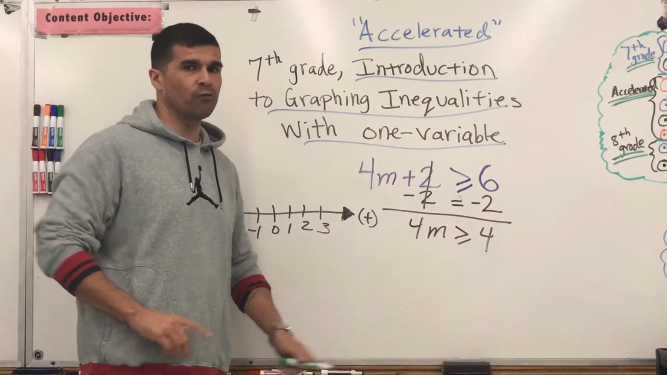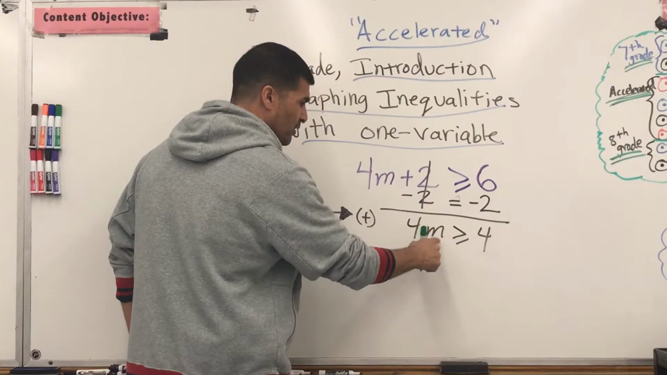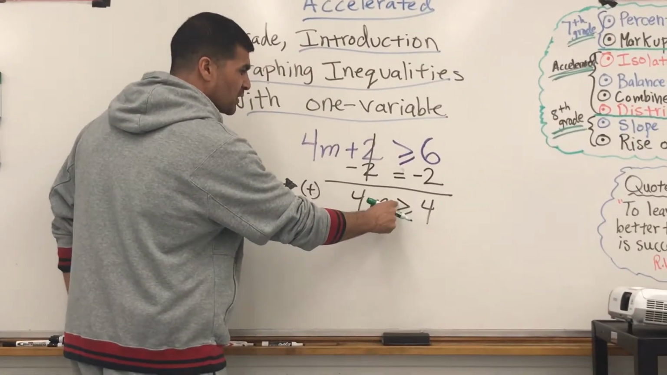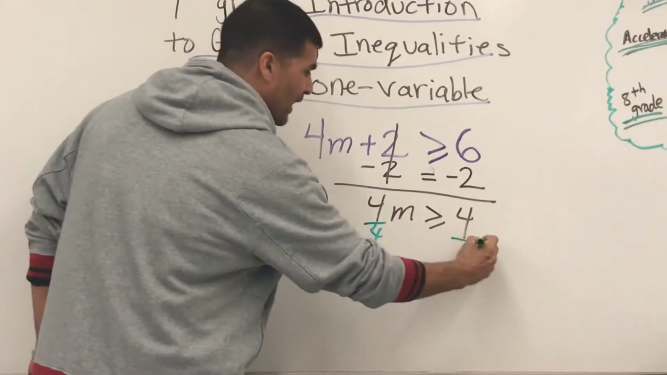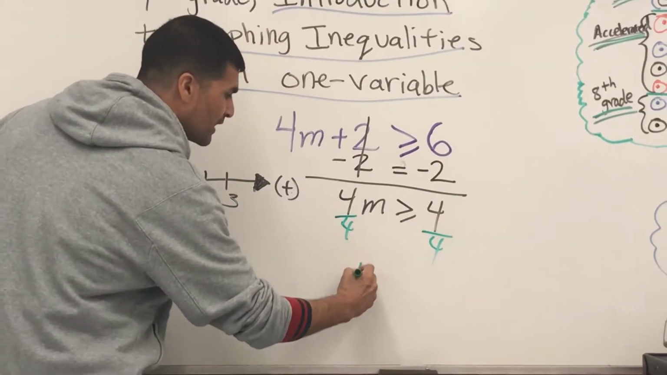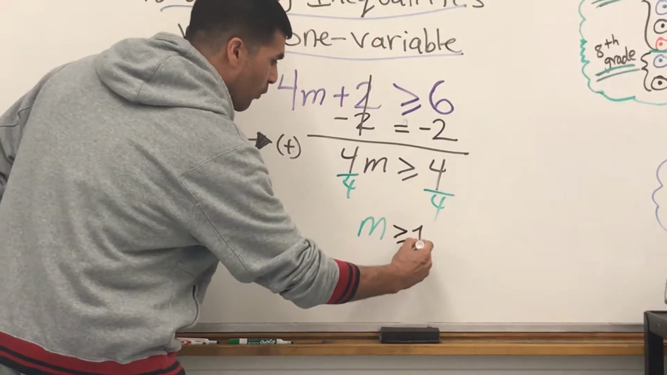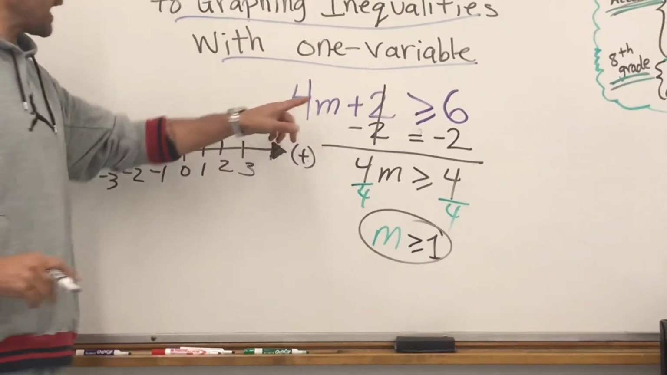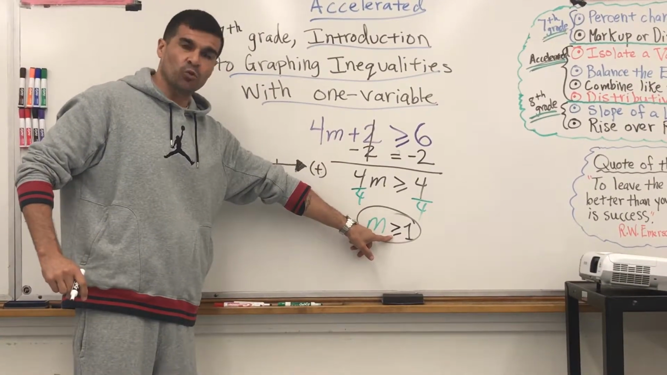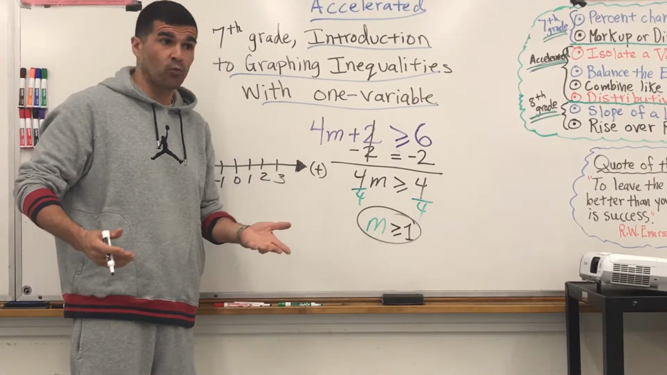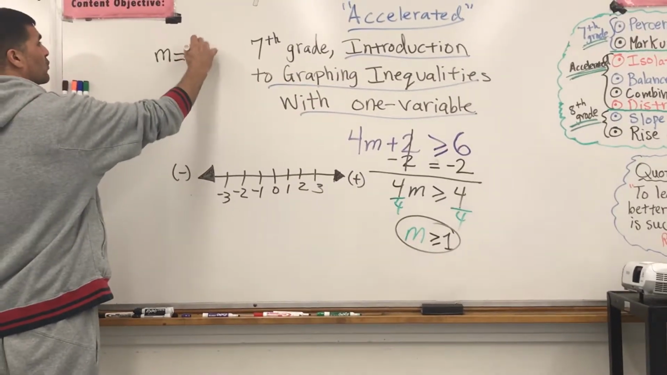Now we know 4 times 1 has to be at least equal to 4. So 4 times 1 has to be greater than or equal to 4. So if I divide by 4 and balance this, I get m has to be greater than or equal to 1. If you take any number that's greater than 1, let's use an example here. Let's say that m is equal to 3.